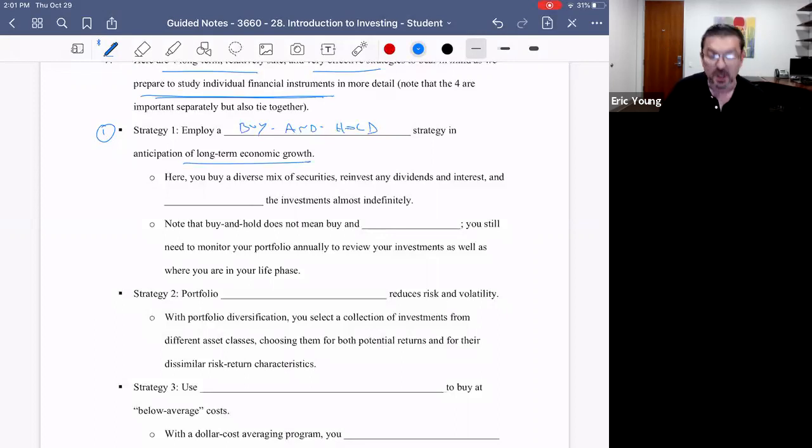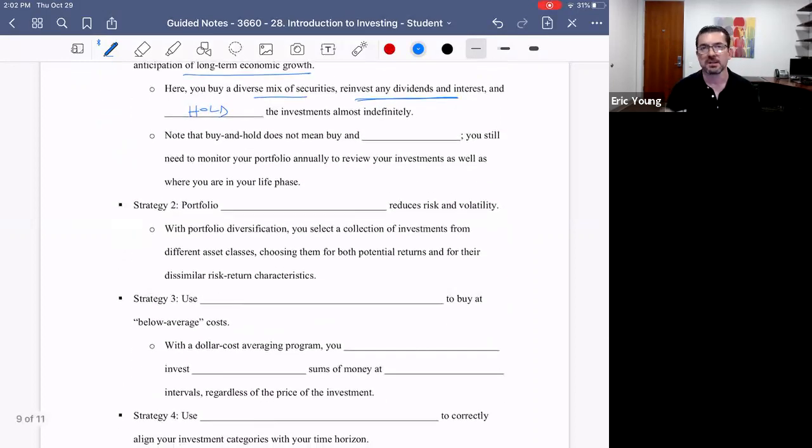With the buy and hold strategy, what you do is you buy a diverse mix of securities at your asset allocation, you reinvest any dividends or interest, and critically, you hold those investments almost indefinitely. In other words, you accumulate well thought through investments that can provide you with good, stable, long-term growth and a good rate of return. I like this, this is what I call the crock pot approach. You put the stuff in, you set the heat, you walk away, okay? But it's important to notice that buy and hold, it does not mean buy and ignore.